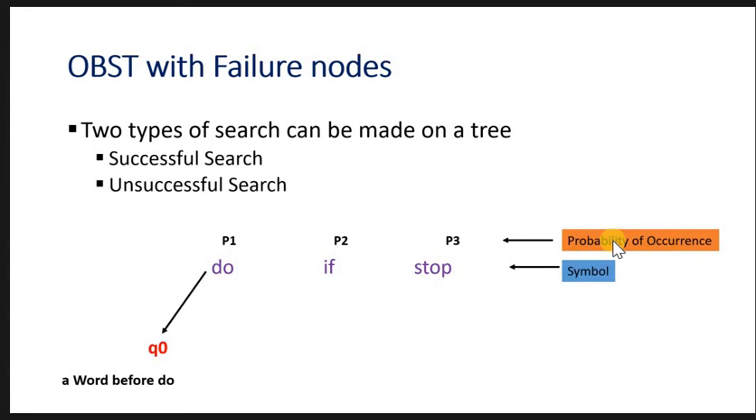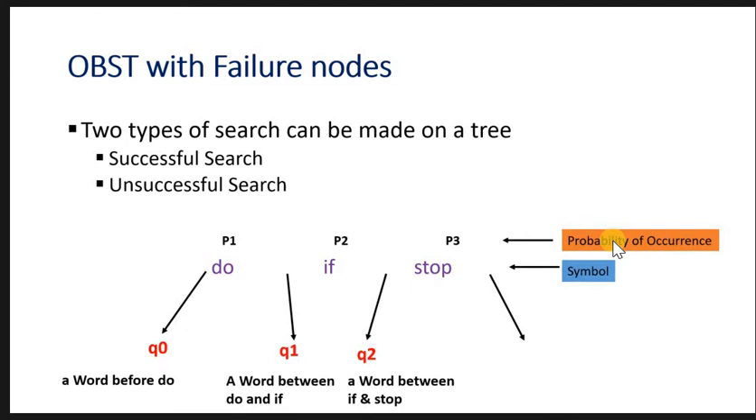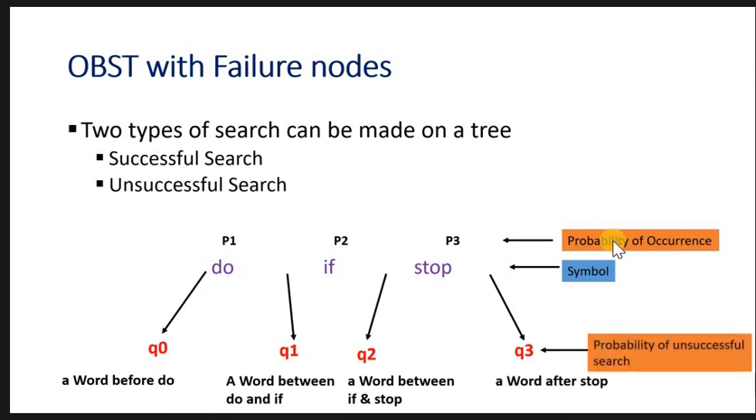Okay, so that probability might be a Q0. Then you are searching for a word which is not do and which is not if, but it is in between do and if. So a word is between do and if. So you are trying to search. It is an unsuccessful search. Okay. Then you are searching for a word which is between if and stop. So it is a word between if and stop. And the word that you are searching which is after stop. So these are the probabilities of unsuccessful search or a failure.